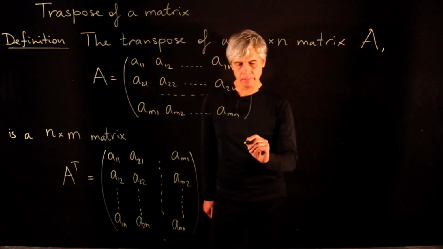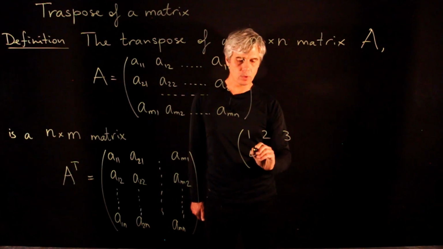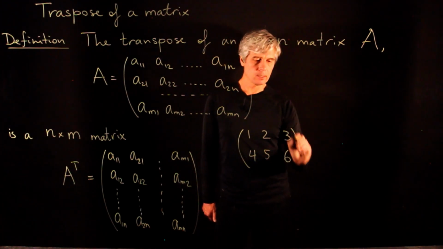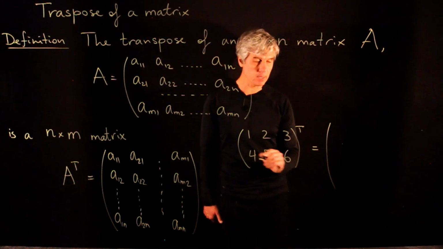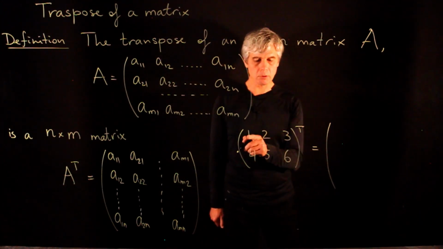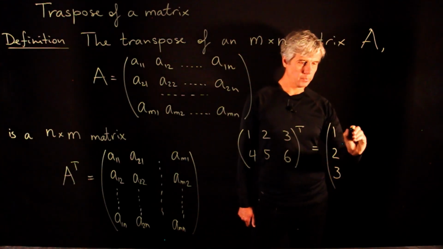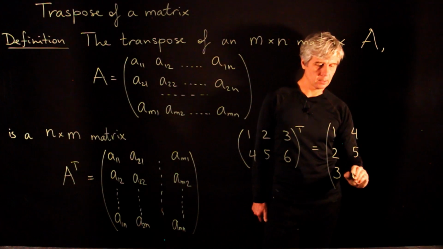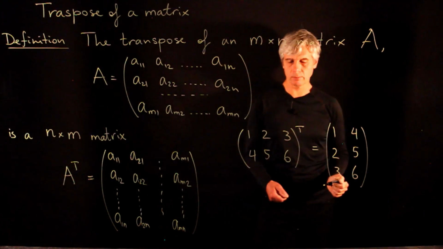And let's give an example. So if we take the matrix 1, 2, 3, 4, 5, 6, then its transpose is going to be a 3 by 2 matrix, where we write the rows as columns. 1, 2, 3, 4, 5, 6. So this is a very simple operation on matrices.